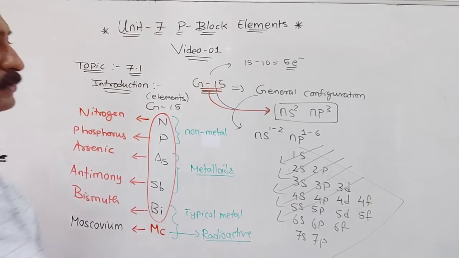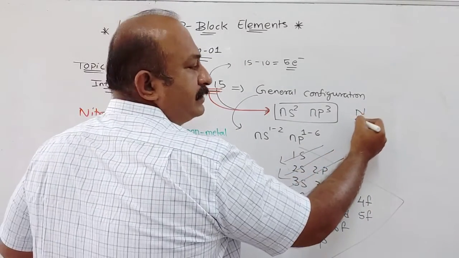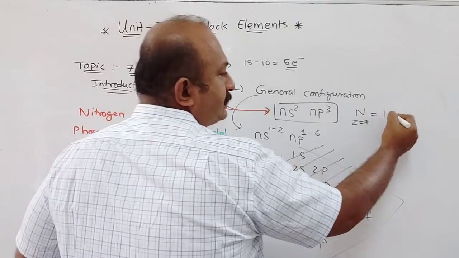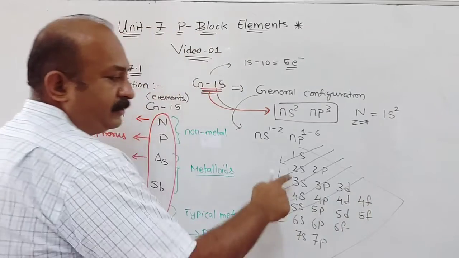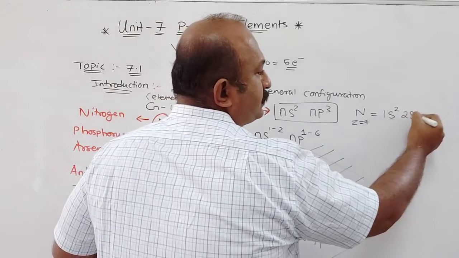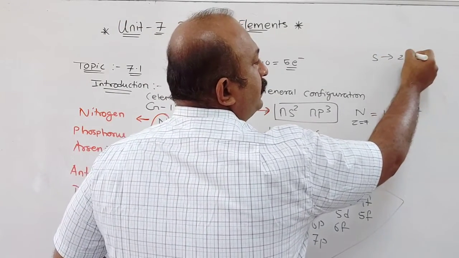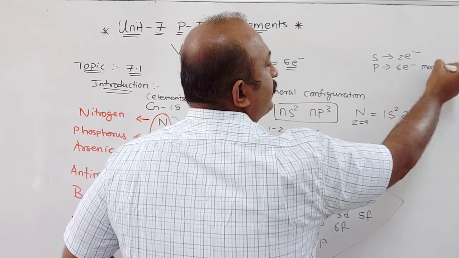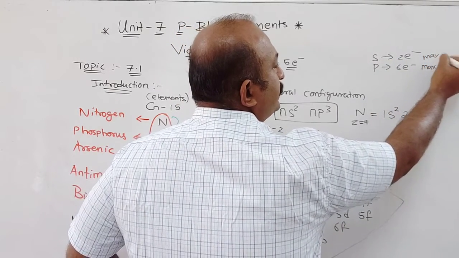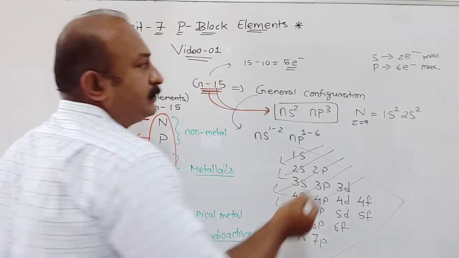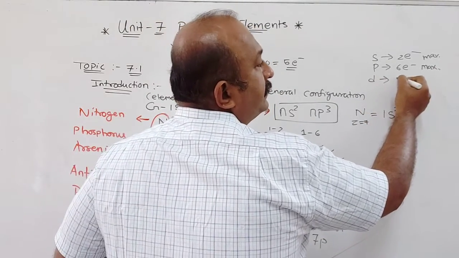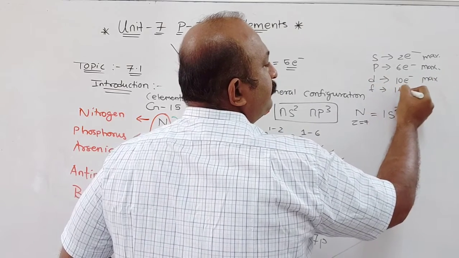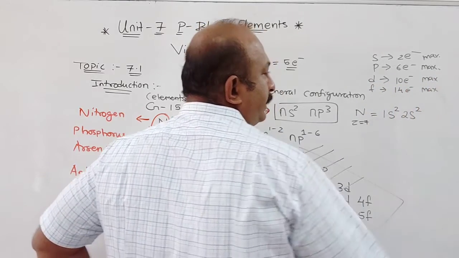Understood? Now suppose I want nitrogen, we know the atomic number of nitrogen is 7. So 1s will be there, 1s2, maximum 2 electrons. Then 2s. In the s orbital, a maximum of 2 electrons can be accommodated. In the p orbital, a maximum of 6 electrons. Then the d orbital can accommodate a maximum of 10 electrons, and the f orbital a maximum of 14 electrons, right?